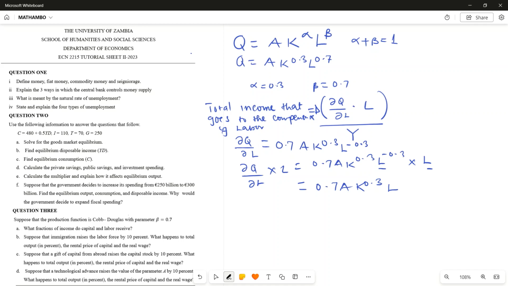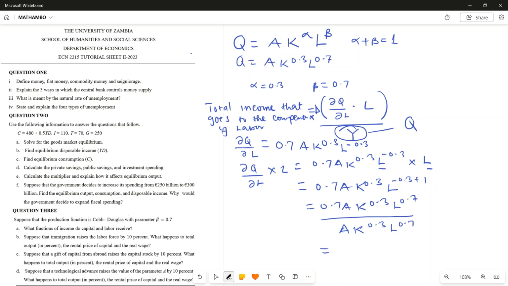So this will just be negative 0.3 plus 1. So this will give us 0.7 AK to the power 0.3, labor to the power 0.7. But now we have to divide it by y, where y is output and this output is q. So we'll divide this by q, which is A K to the power 0.3, labor to the power 0.7.